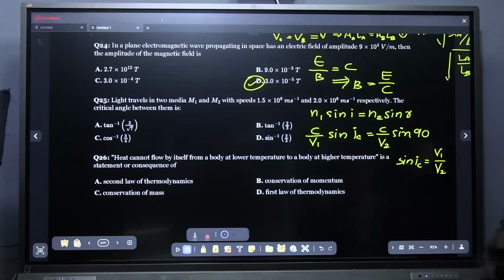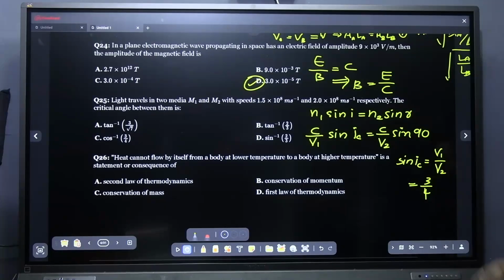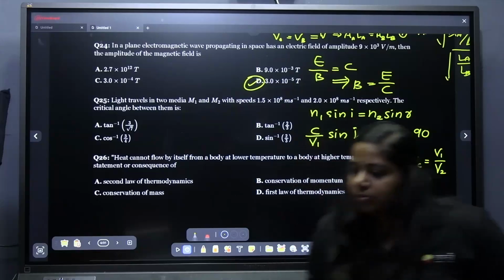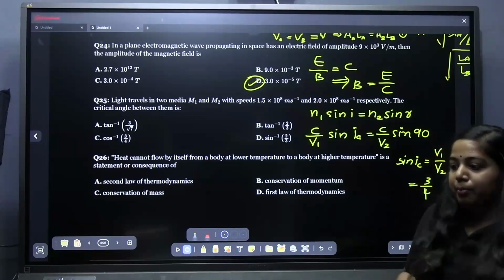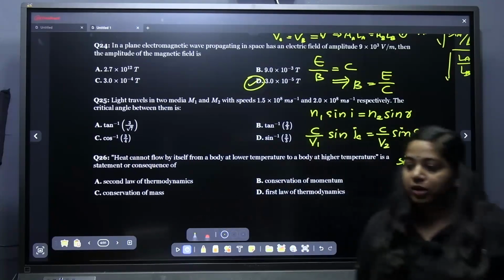Now if you substitute these values, what are you getting? You will get V1 by V2 as 3 by 4. Sin inverse 3 by 4. Is there an option like that? Sin inverse of 3 by 4. Okay, so such an option is not there. Maybe your mind will directly go to cos inverse 3 by 4, but it is not like that.